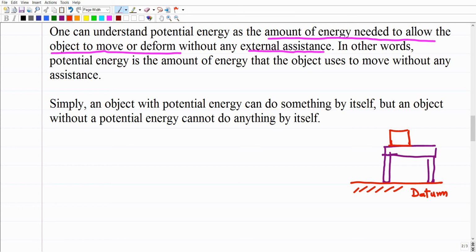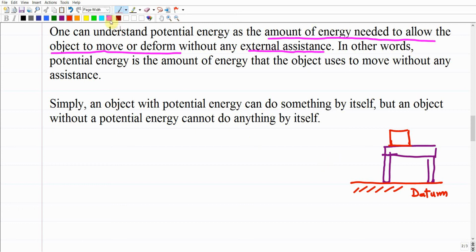The other option is that we can try to push the object with a very high force in such a way that it would break even the table, so this object is going to move down. But here the movement came to the object mainly because of external assistance, of external energy. This external energy is the work done. So the work done is different from the potential energy. The potential energy is stored inside the object, and the object is going to use it to move. Another typical example is the spring, right?